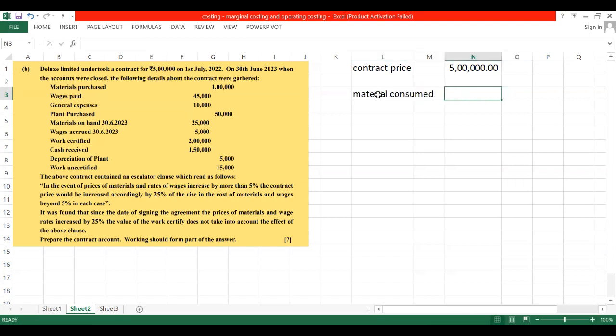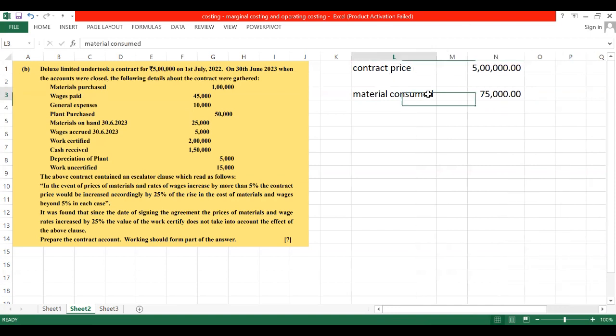Material consumed is 1 lakh, which is the material purchased, minus 25,000 material on hand. So material consumed is 75,000. This 75,000 is 125%. So what is the increase in the material cost? Increase in material cost is 75,000 into 25 by 125.